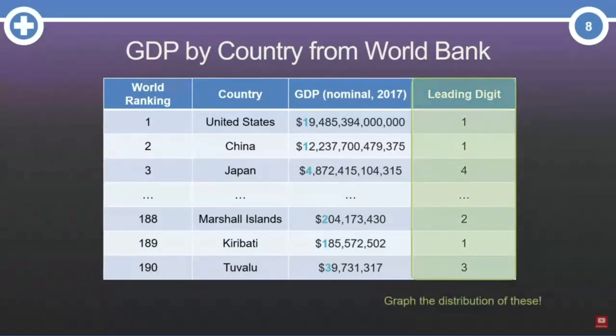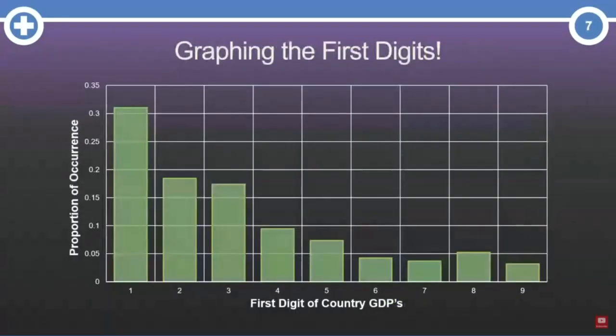If we were to graph these first digits on a histogram, what would we get? Would we get a uniform distribution? Nope. We would get something that looks like this. The number 1 occurs with the highest proportion by far, followed by 2, and so on. Here is Benford's Law plotted in a line on that histogram. It doesn't follow it exactly, but you can see the general idea of what Benford's Law is trying to state.